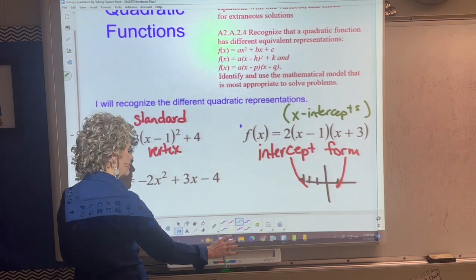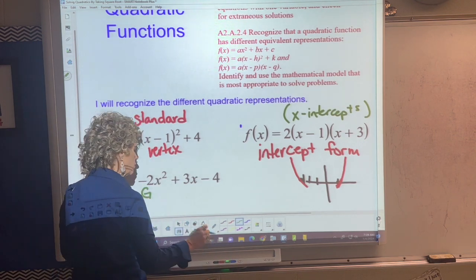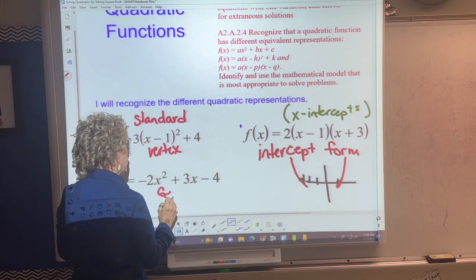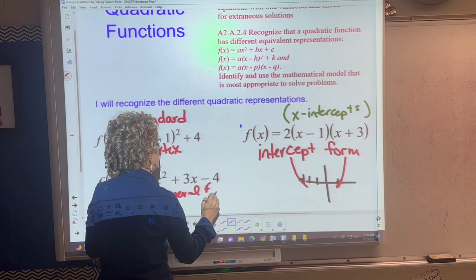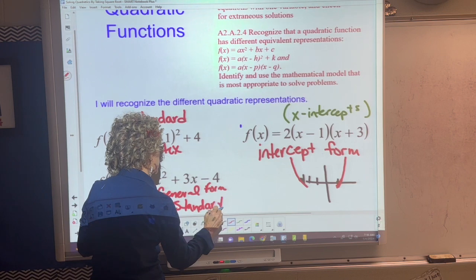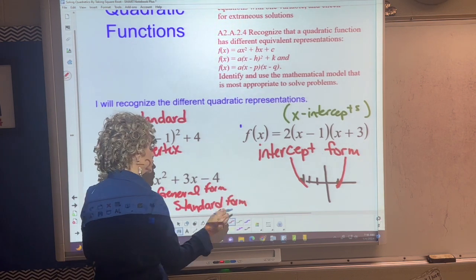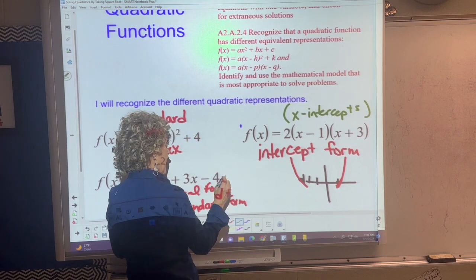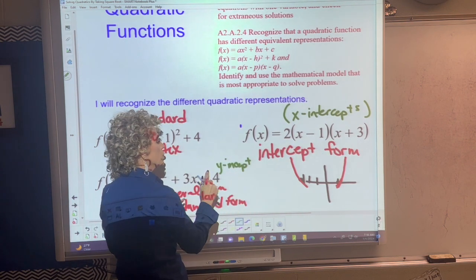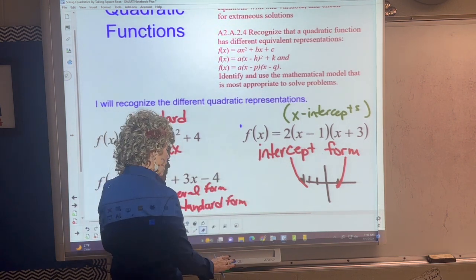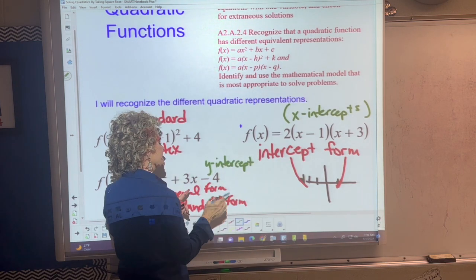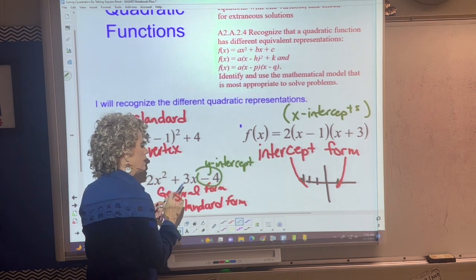Last but not least, we have this form right here. This is called general form. Let me put it in red. This is called general form, and it's also referred to as standard form. The beautiful thing about standard form is it tells you where it crosses the y-axis. It's going to tell you your y-intercept. Your y-intercept is where it crosses the y-axis, and it is this lone number all by itself.